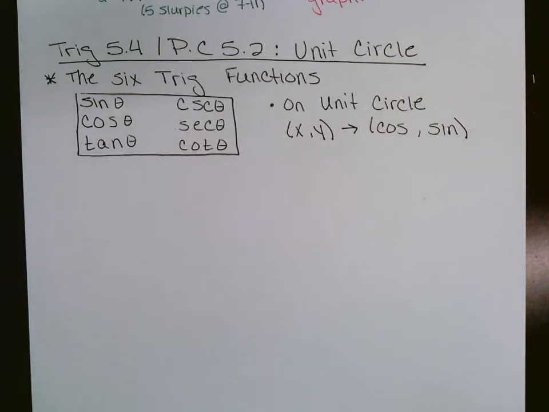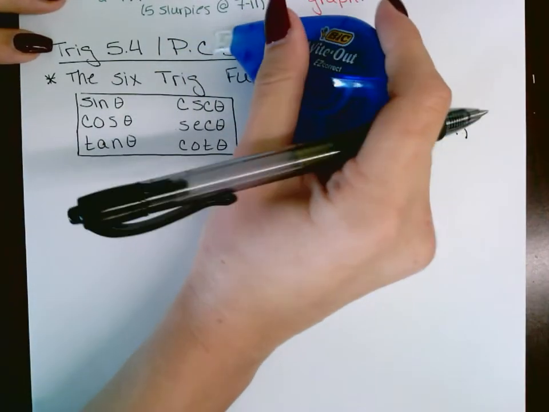All right, so if you're following along with the PowerPoint, this is 5.4 for trig, and it's 4.2 for pre-cal. Oh, full of mistakes today.